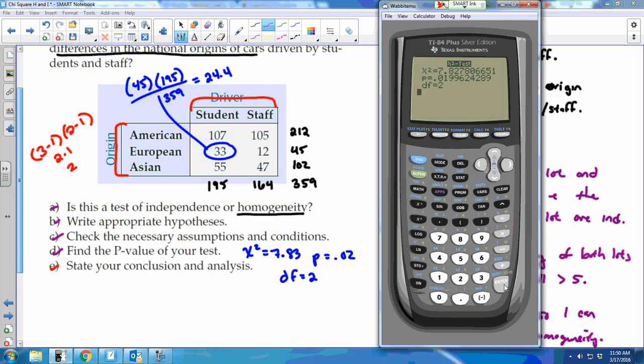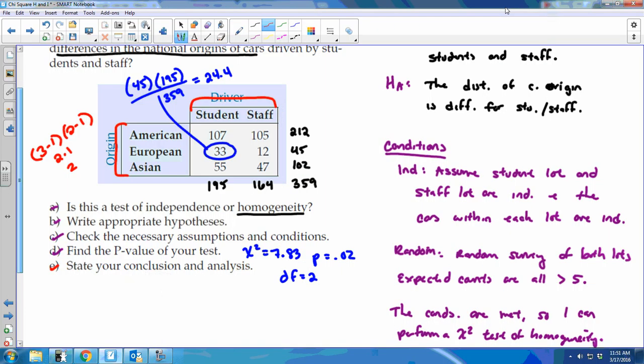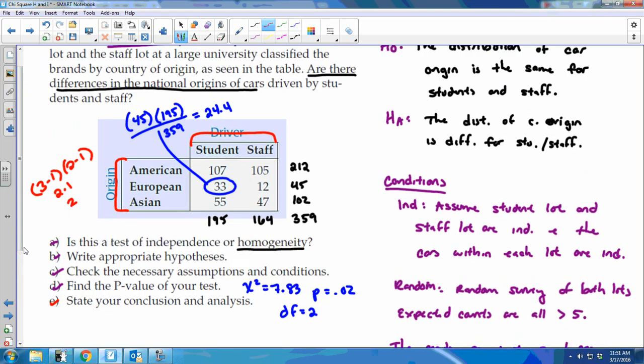So E, state your conclusion and analysis. So what do we say about our p-value? It's low. So we reject the null, perfect. And what does that mean then? Right. It means there's evidence that the distribution of car origin is different between students and staff.